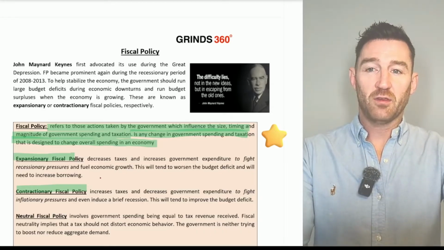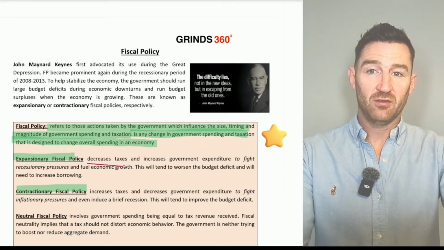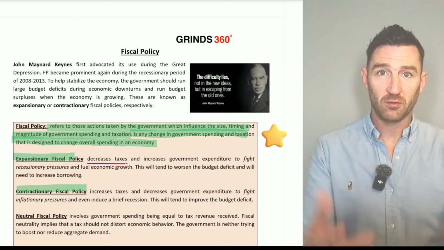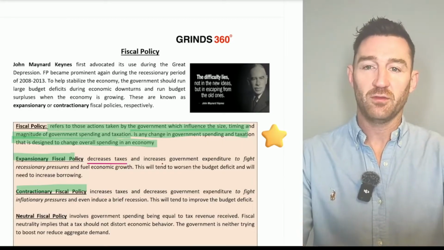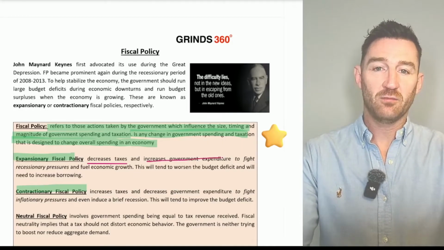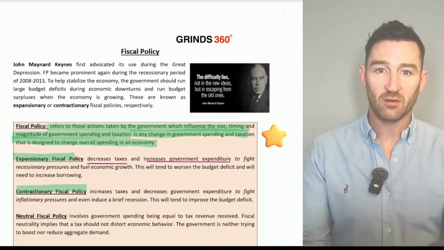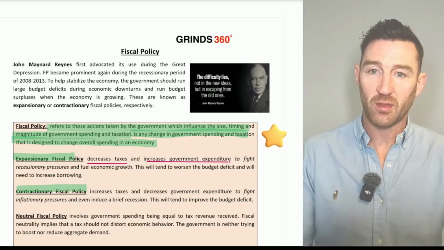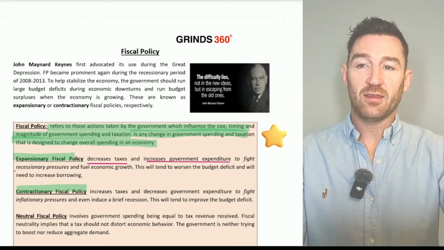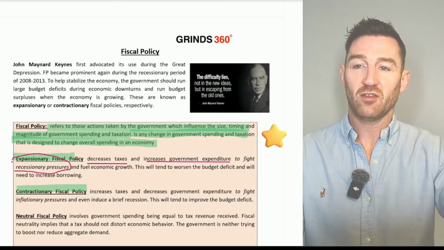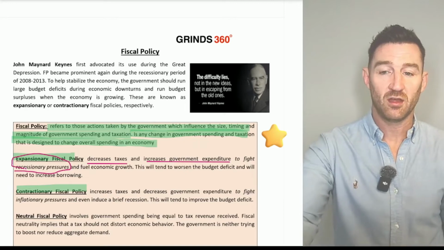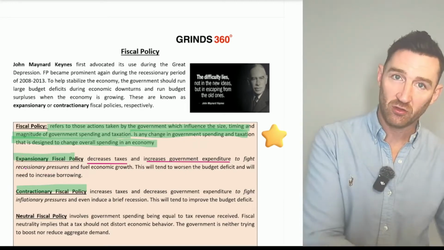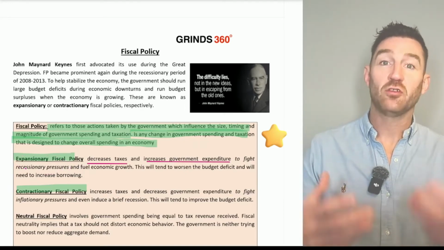So expansionary fiscal policy is a decrease in taxation. That's going to give us more disposable income because the government are taking less money off us, if it's income tax. And then an increase in government expenditure, which is another way they're just giving us more money. Both of those, the net result is more money for us, more disposable income, more spending. You might use it essentially to fight recessionary pressures. That's the important thing here: you're trying to expand the economy during a bad time. So it's a counter-cyclical measure.